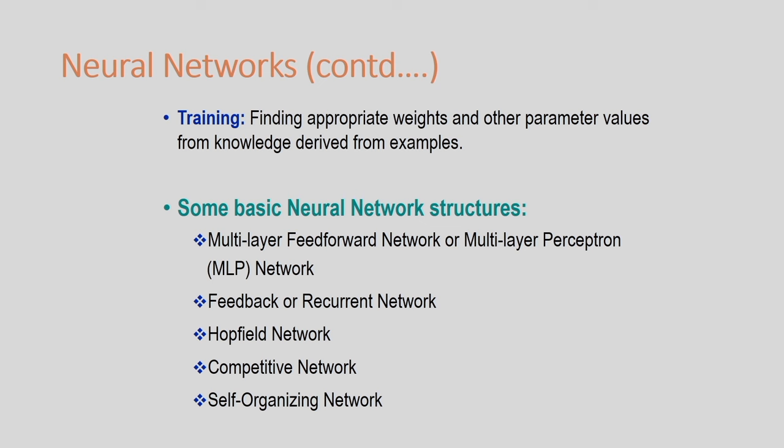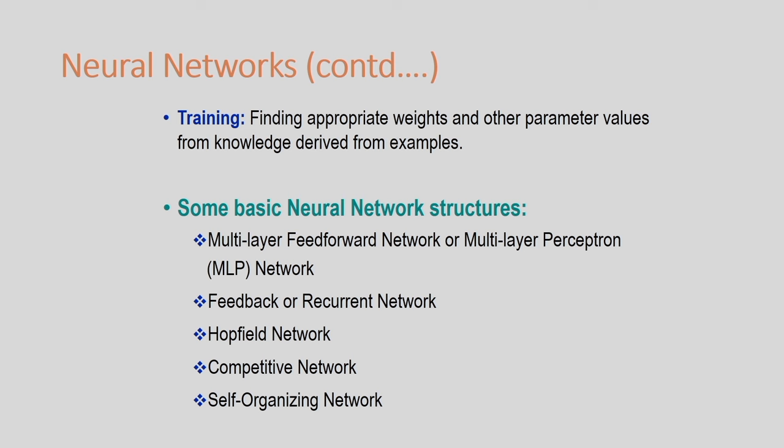So the first point is the training. So training for the supervised artificial neural network. So training means finding appropriate weights and other parameters of the artificial neural network. In my last class, I mentioned that the knowledge of the artificial neural network is available in the weights. So during the training, I have to determine the weights and other parameters of the artificial neural networks. And that is the concept of the supervised artificial neural network. So that I will be explaining in detail in this class.